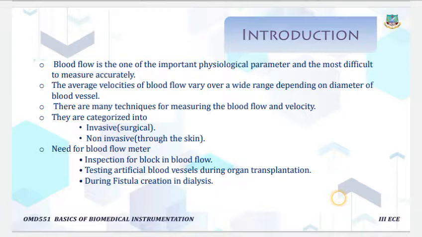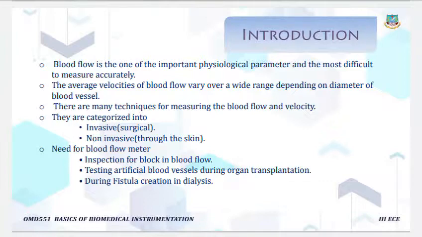Why are we using a blood flow meter, why are we measuring this? We know that nowadays blocks are common, right? In order to inspect or identify a block in the blood, we mainly use blood flow measurements. Also, it is mainly used for testing artificial blood vessels during organ transplantation, and also during fistula creation and dialysis. These are the things for which we need a blood flow meter.